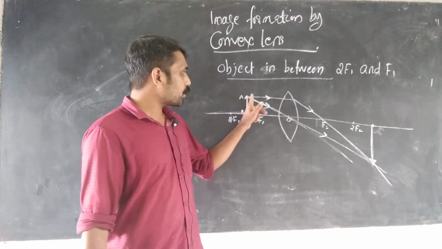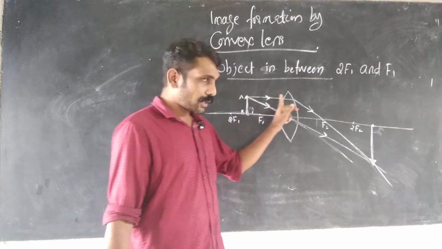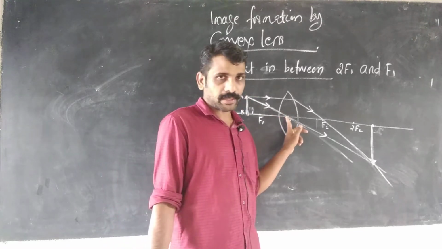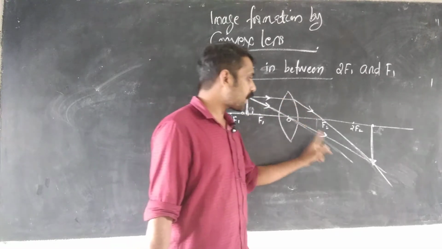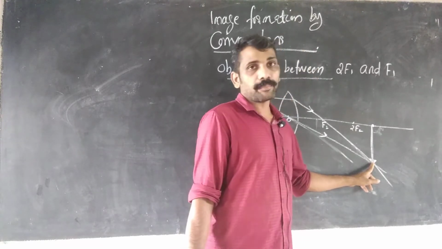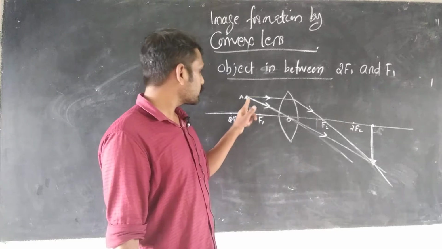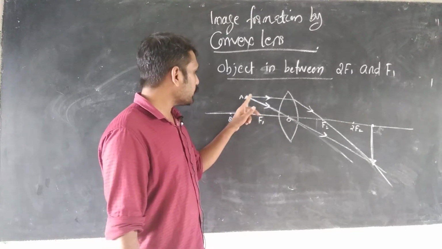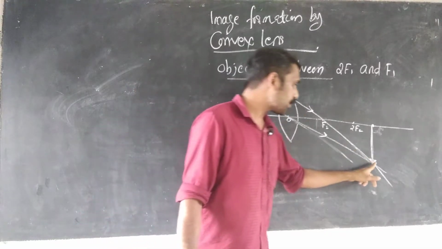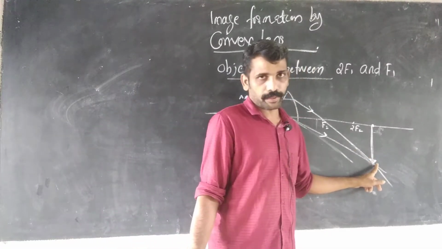So here two rays are coming from the object: one is coming parallel to the principal axis, another is passing through the optical center. After refraction, the two rays will intersect at a point, and where the image will be formed. Which image? These two rays are coming from the head, so here the image of the head is formed.